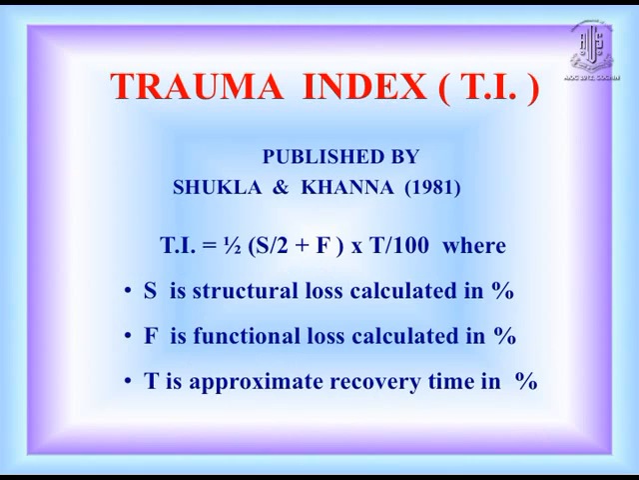Now, coming to trauma index, this paper was published as early as 1981 at the All India Conference at Pune, and in the Indian Journal of Ophthalmology, where TI, the trauma index, is half into bracket S upon 2 plus F into T upon 100, where S is the structural loss calculated in percentage, F is the functional loss calculated in percentage, and T is the approximate recovery time in percentage.